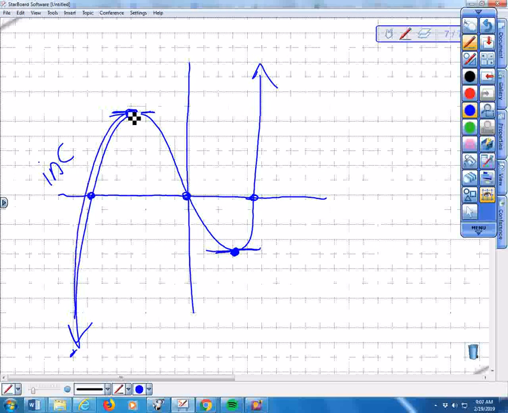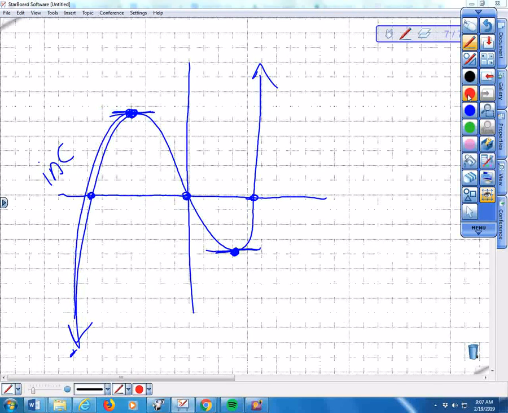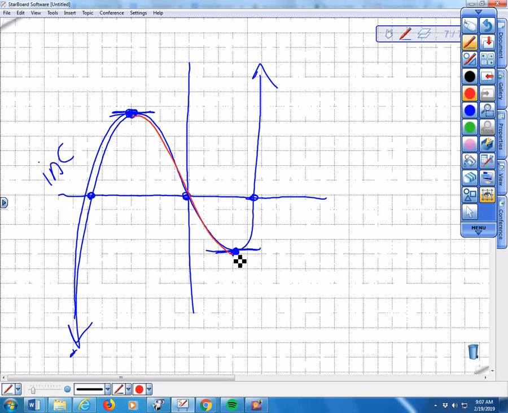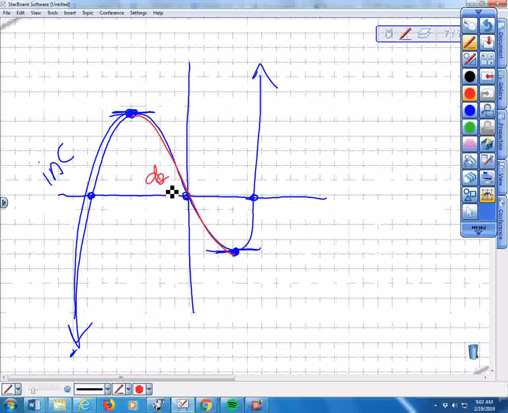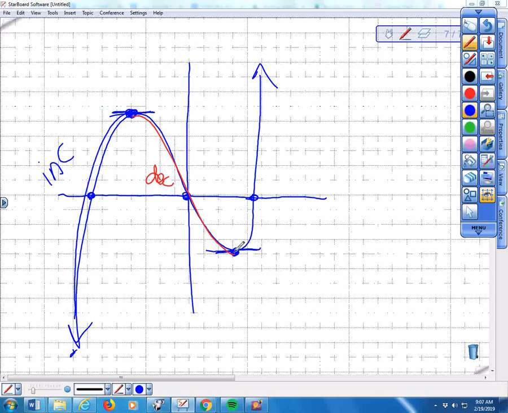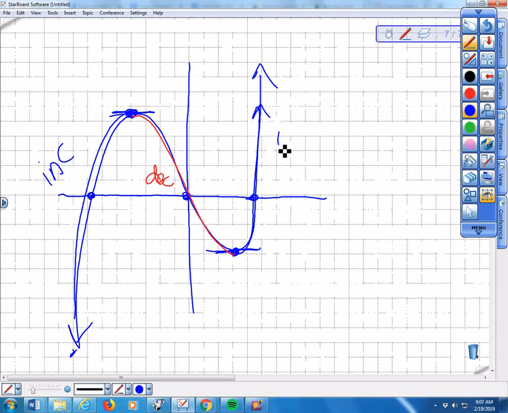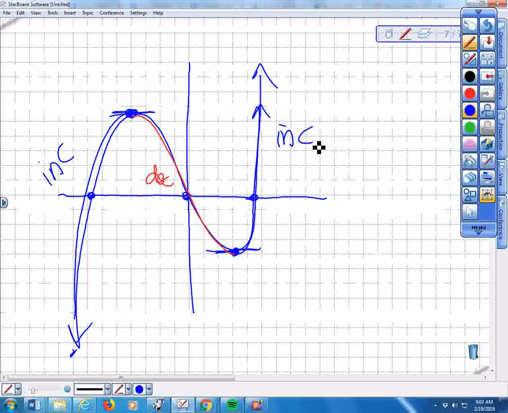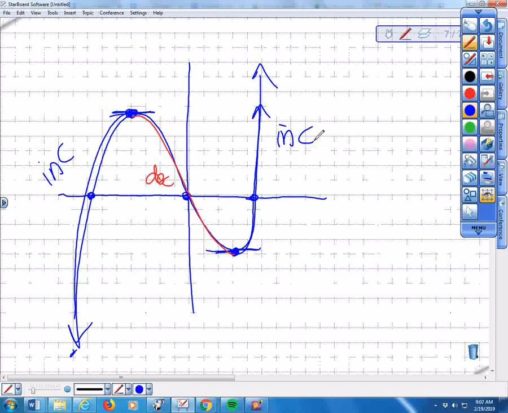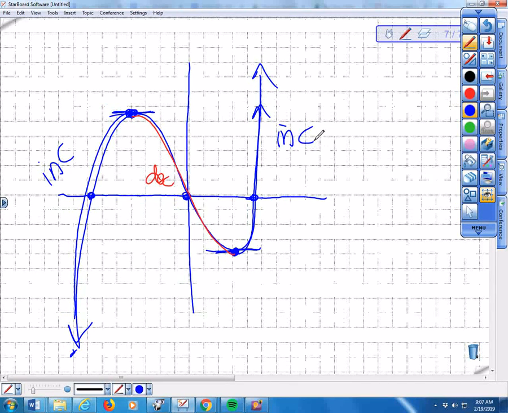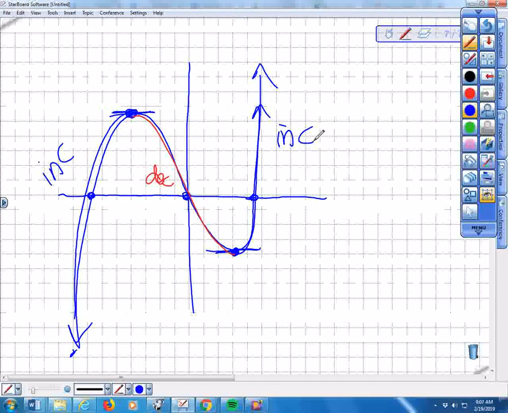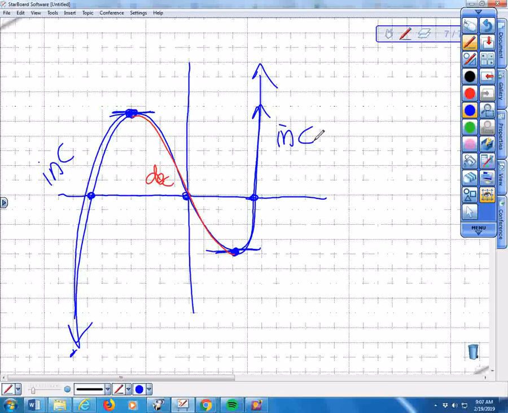Then it decreases to here. Then it increases forever. Okay? So if we are ever asked, where is the function increasing, where is the function decreasing, that's what they're looking for. From the maximum down, it's decreasing.